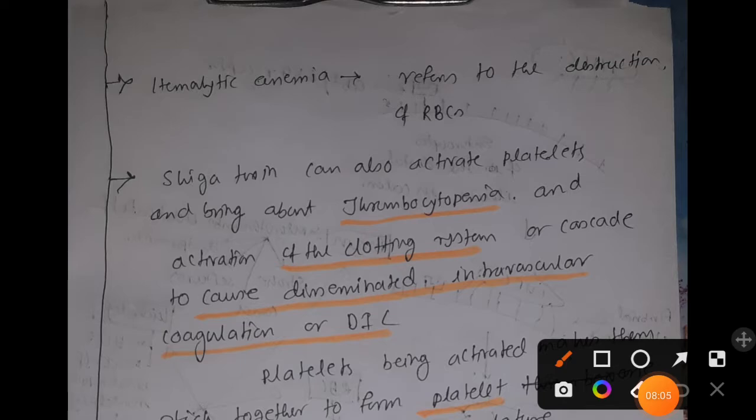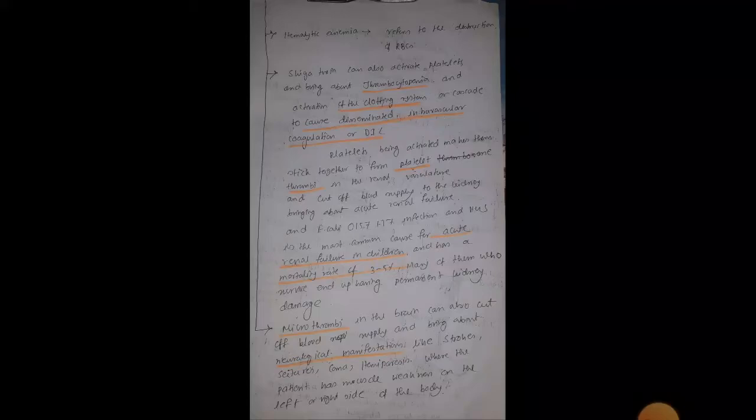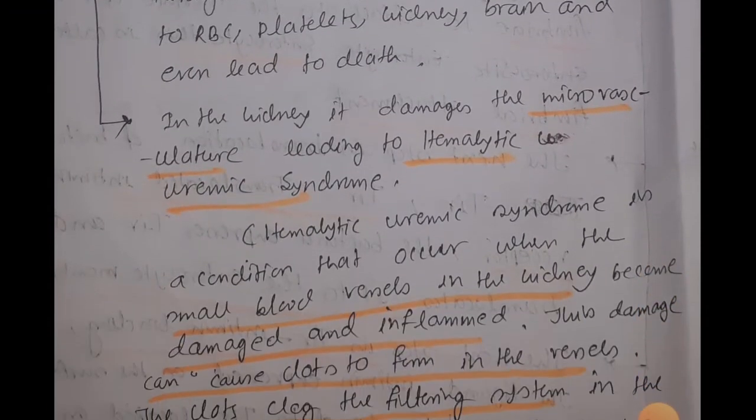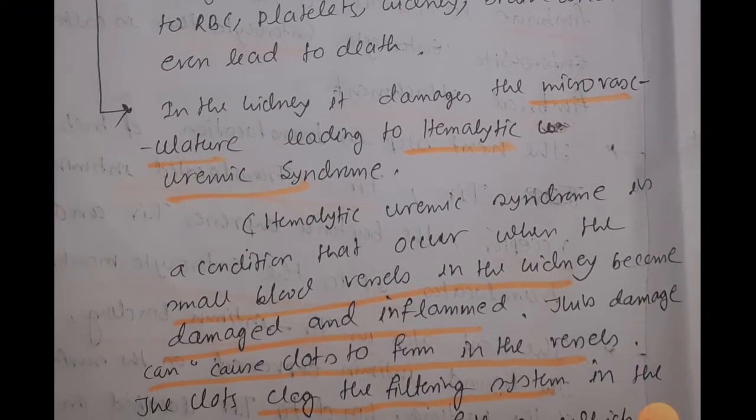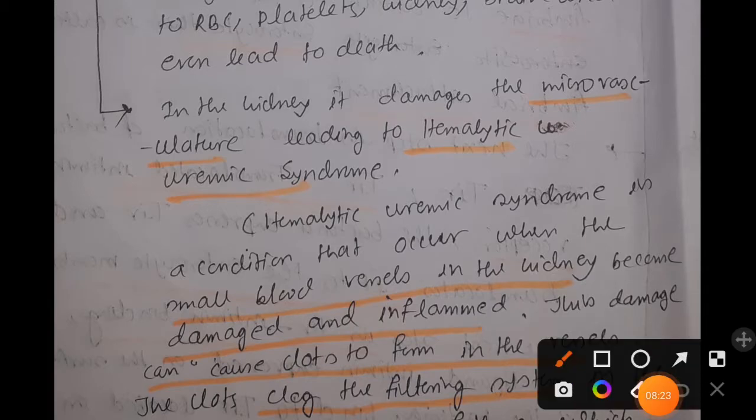We are going to talk about this. So if they can reach RBCs, they can cause destruction of the RBC, causing hemolytic anemia. Okay, then they can also go to the kidneys. Okay, and in the kidney, they cause damage in the microvasculature. Okay, this microvasculature damage leads to hemolytic uremic syndrome, which is a very important condition in the kidney.